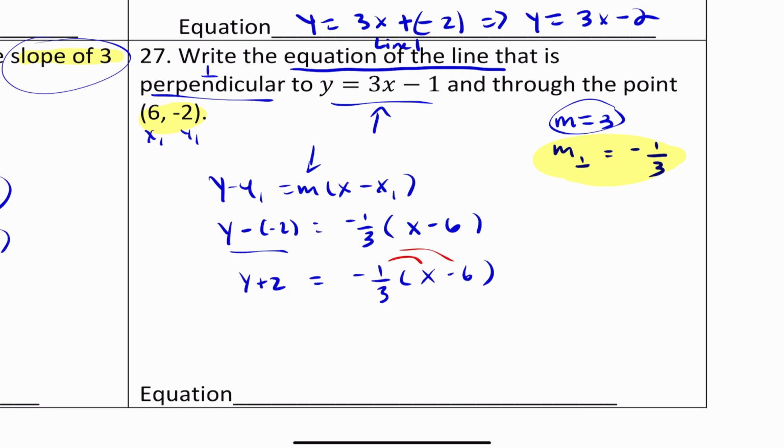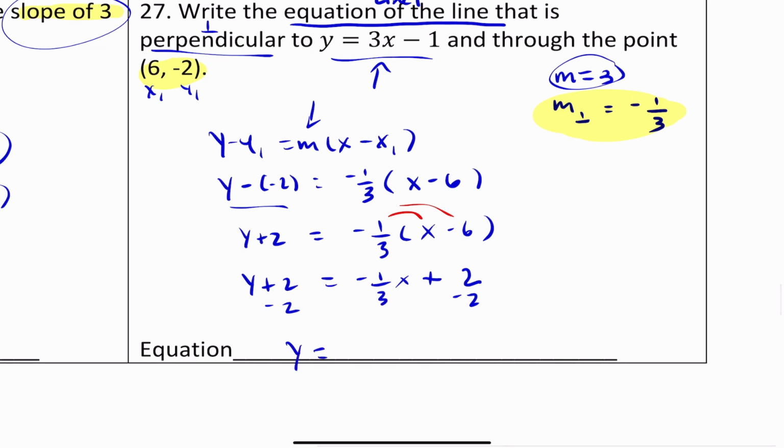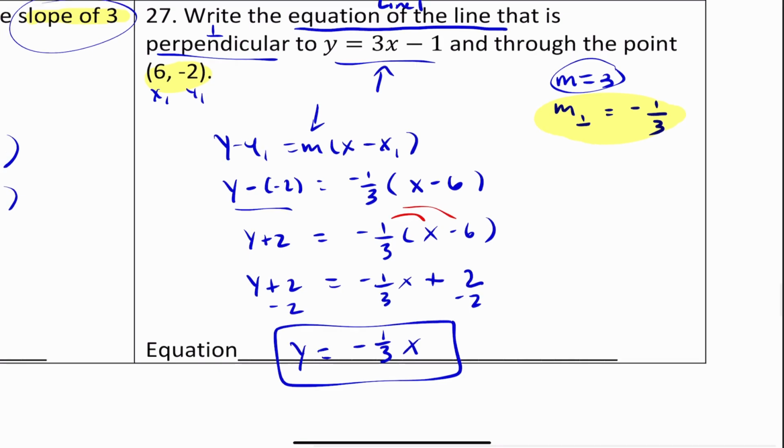Use the distributive property. Y plus 2 equals negative 1/3 times x, which is simply negative 1/3 x. Then negative 1/3 of negative 6. So I know a negative times a negative is going to be a positive. So what is 1/3 of 6? That should be 2. Okay? So minus the 2 on both sides now. So y equals negative 1/3 x plus 0, or you can just say y equals negative 1/3 x.